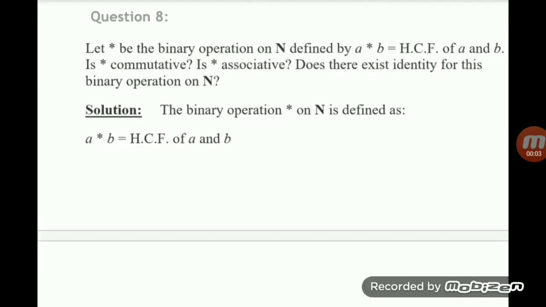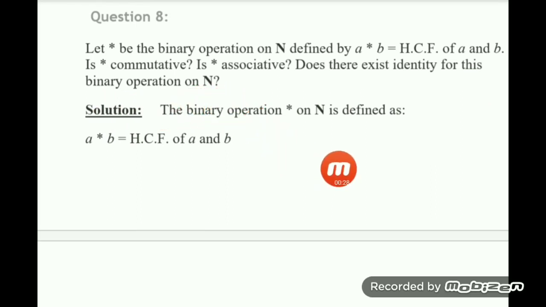Welcome back, students. Here we will do the solution of question number 8 of exercise 1.4. Your question is, let's start with a binary operation on N defined by a star b is equal to HCF of a and b. Is star commutative? Is star associative? Does there exist identity for this binary operation on N?